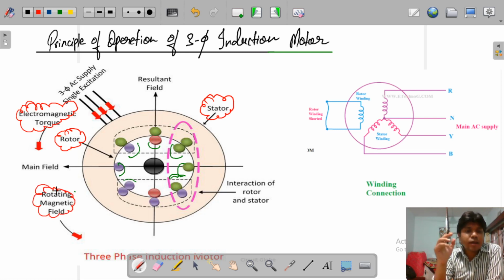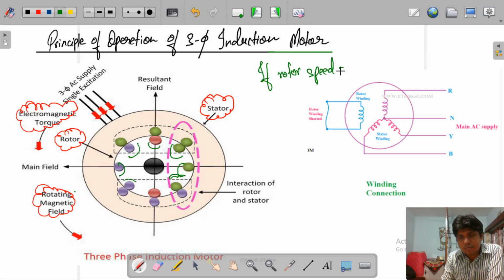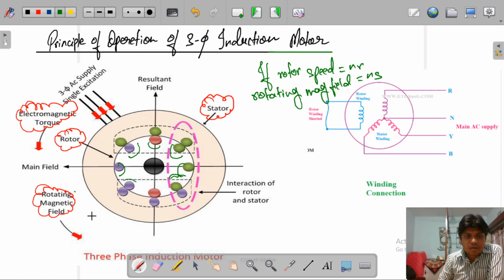Let us assume that the rotor is rotating at some speed Nr. We know that the rotating magnetic field is at the synchronous speed, which is a constant speed. So the rotating magnetic field speed is Ns. When the magnetic field cuts the rotor conductor, it produces an induced EMF.